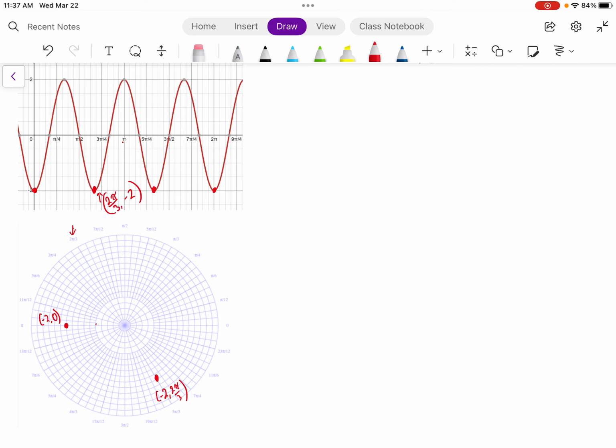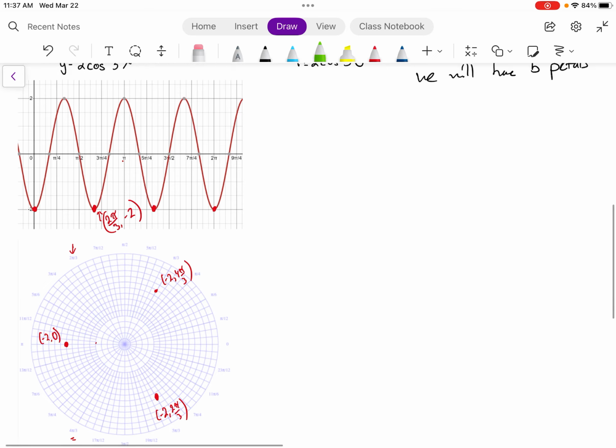And then maybe we'll do one more. So again, that next one will be 4 pi over 3 and negative 2. So 4 pi over 3 is down over here, and in the negative 2 direction, that is up here. So this guy up here is really negative 2 comma 4 pi over 3. And maybe we'll see some interesting parallels here when I draw in my green guys.